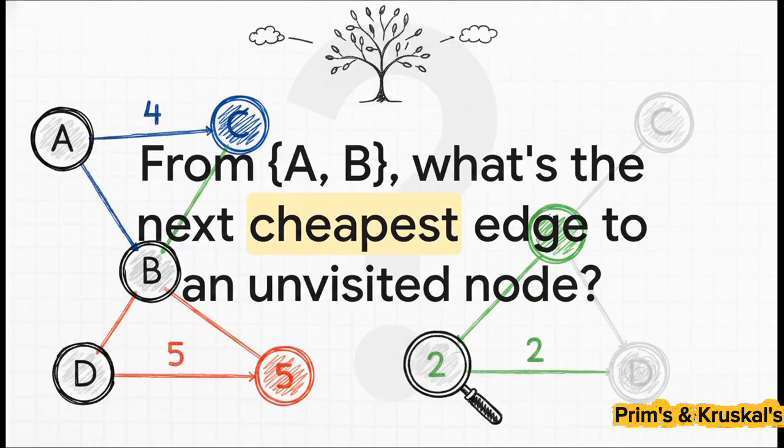Our tree has expanded. Now, here's the key. We have to look at all the edges leaving our current tree. So we look at edges leaving from A and from B to any node we haven't visited yet. From A, we can still get to C for a cost of 4, but from our new node B, we could get to C for a cost of 2 or to D for a cost of 5. So looking at all those options, the 4, the 2, and the 5, what's the cheapest next step?